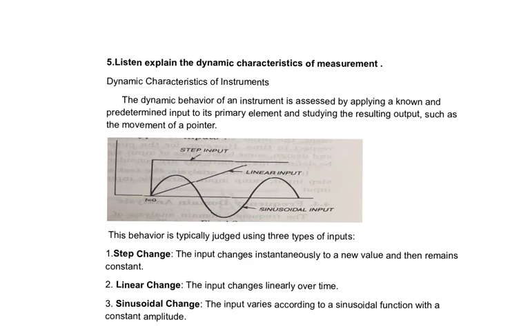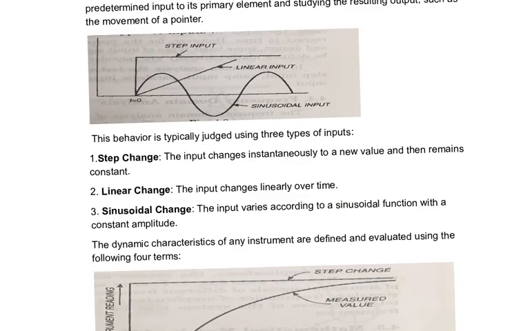So here we need to understand that if we give a certain kind of input, what output we can expect, and then conclude what output we get. You can see the diagram: that is a step change, a linear change, and a sinusoidal change. These are the kinds of input which we can give.